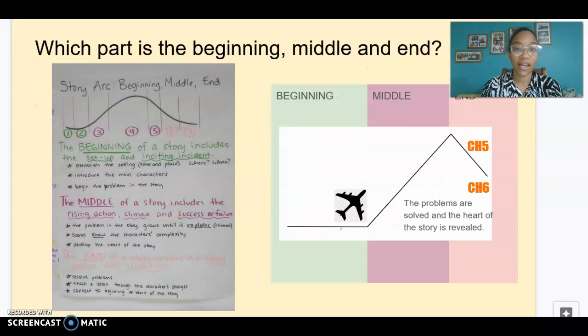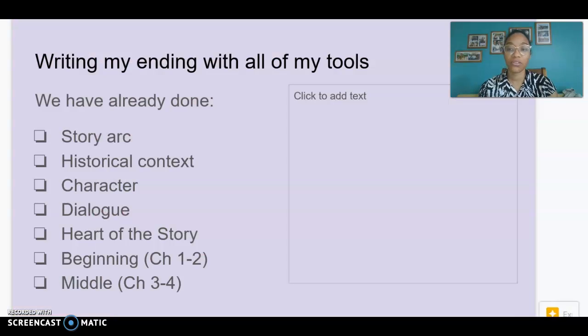This is once again our slide that reminds us of the things that should happen in the beginning, middle, and end. So of course the end includes the following action and resolution of a story. We resolve the problems, we teach a lesson through the way our main character changes, and we connect to the beginning and to the heart of the story. So let's begin to write our end with all of our tools.